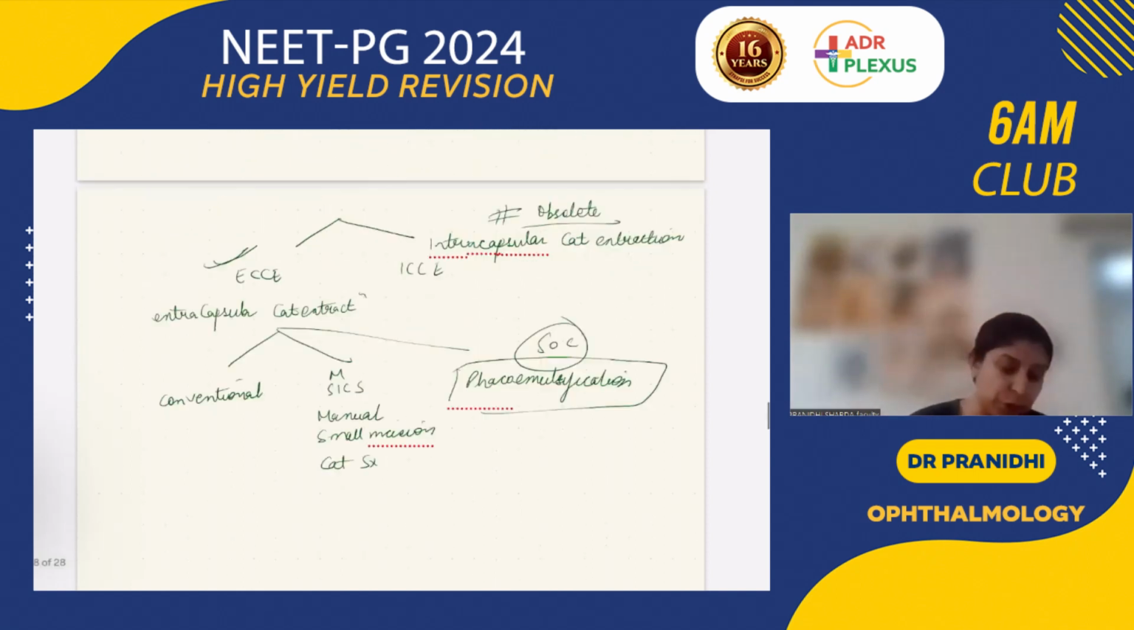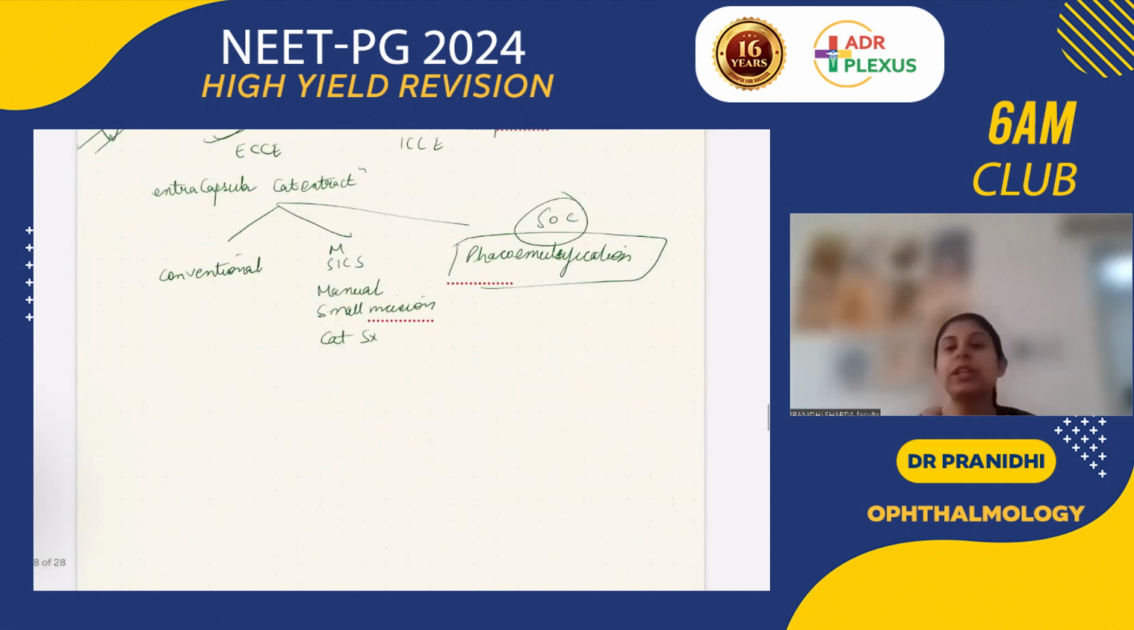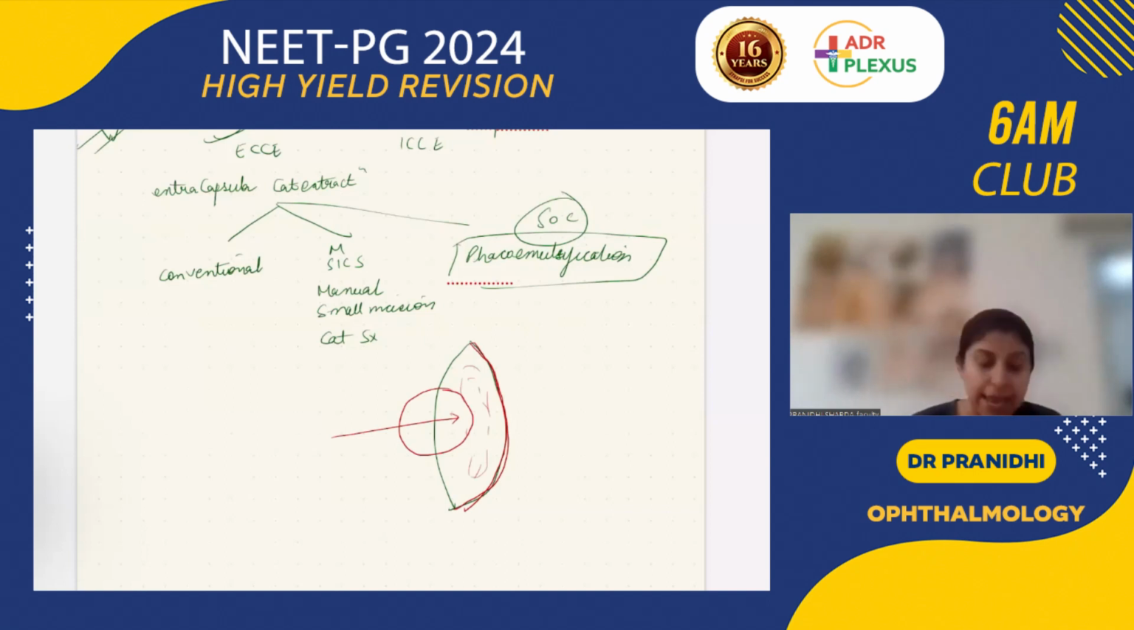What we were doing in the intracapsular surgery was removing the whole lens as such. But in the extracapsular surgery, this is the lens. We are creating a circular opening in the anterior capsule and putting our instruments through this opening. We are removing the cortex and the nucleus, and we are leaving the posterior capsule as such. We are not disturbing the posterior capsule. And again, through this opening, we are putting the IOL inside the eye.